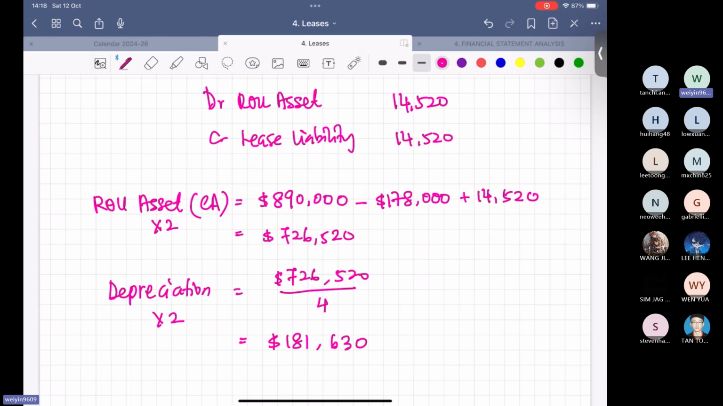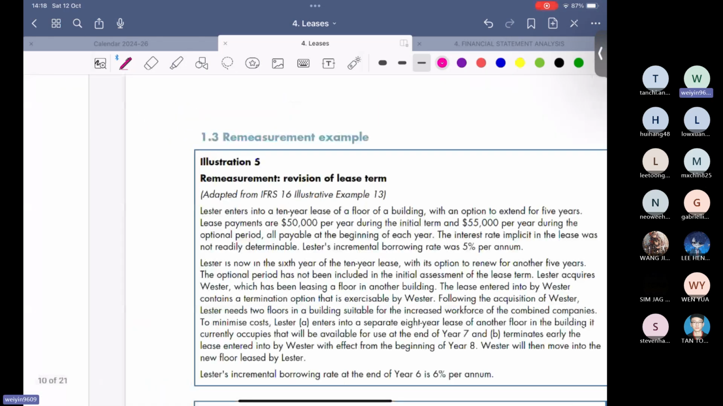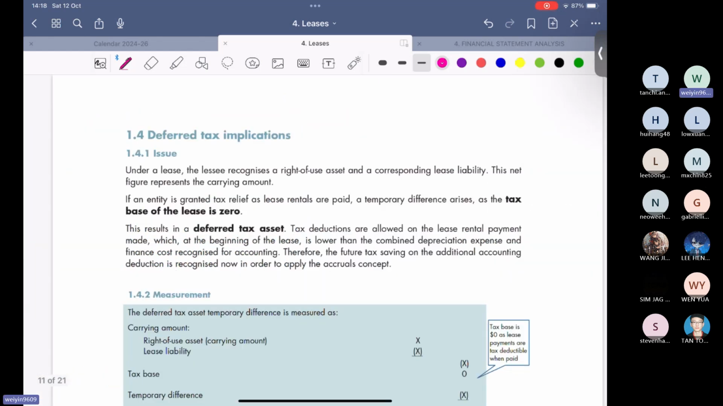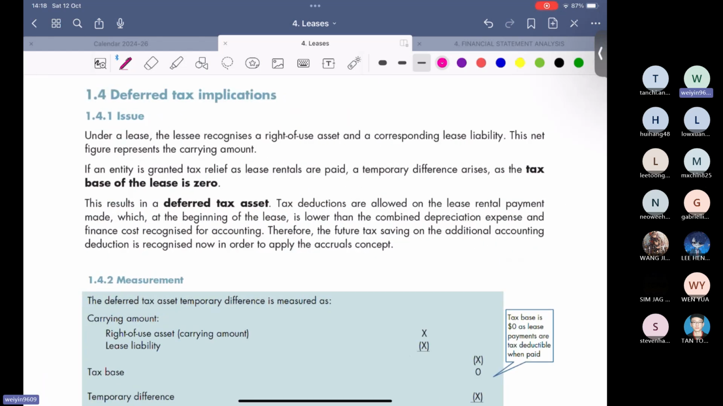Then next one. Okay, this one done. Okay, this one for you to read. Reading. Skip. Okay, next one we talk about deferred tax implication.